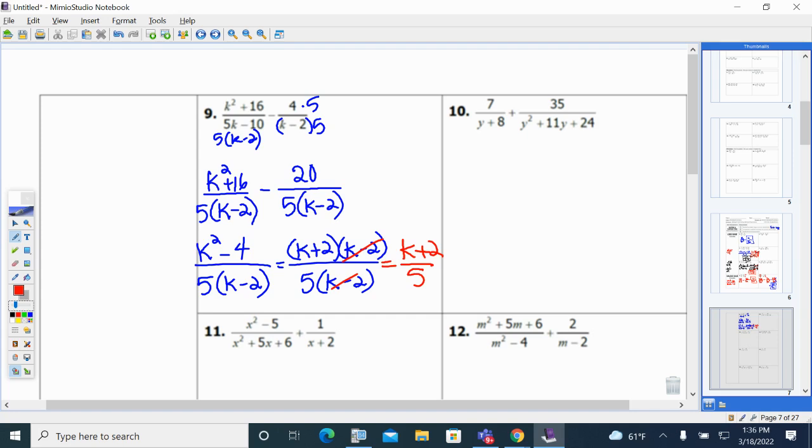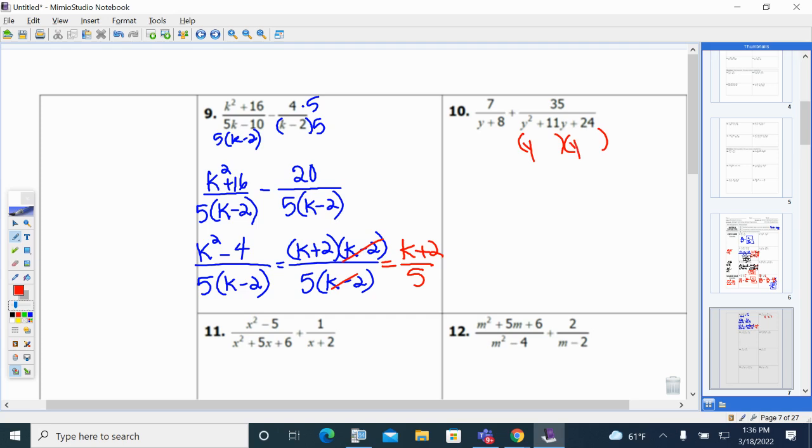Let's do another one. Number 10, 7 over y plus 8 plus 35 over y squared plus 11y plus 24. Again, when I look at this, my denominators are different. I know I've got to find a common denominator, but before I can do that, I need to factor the denominators. Y plus 8 is good. Your y squared plus 11y plus 24, think two numbers that multiply to give you 24, add to give you 11.